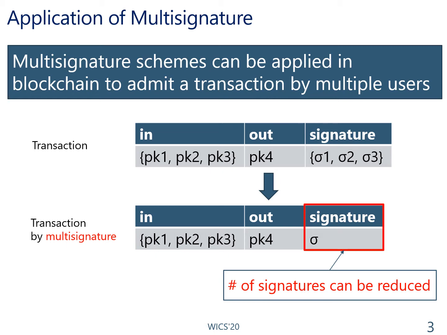We consider that multiple users want to make a transaction. In the case where an ordinary signature scheme is employed, all users are required to sign the transaction. Therefore, the number of signatures is the same as that of users, like this. On the other hand, the number is reduced to only one when a multisignature scheme is employed.